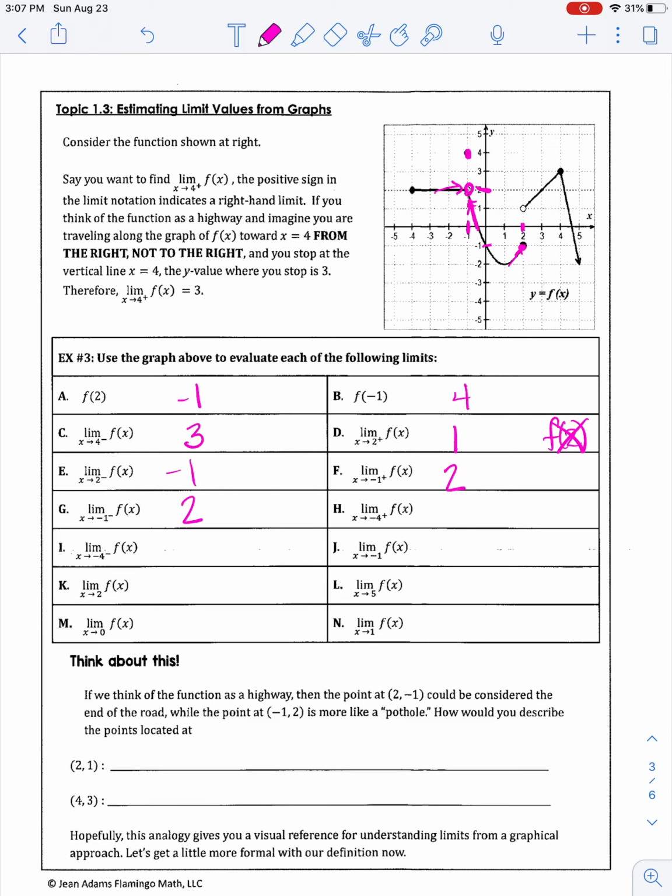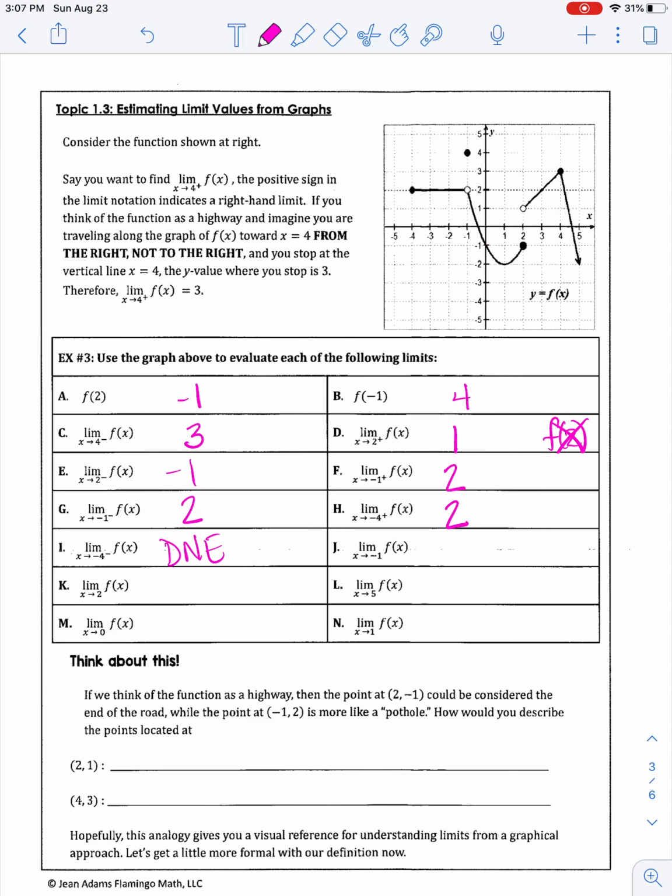All right, -4 from the right. -4 from the right is headed to that y value, which is a 2. -4 from the left. Well, the function doesn't exist over here. So we're going to put does not exist. Don't put no solution because technically you're not solving anything. We're just simply stating that the limit does not exist.